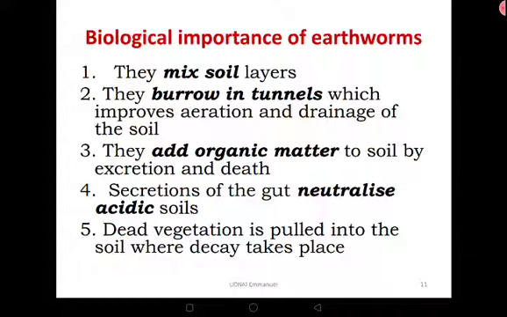When they die, they rot, and then that adds manure to the soil or organic matter. And then also when they excrete, they are putting the organic matter into the soil. Secretions of the gut neutralize the acidic soils.